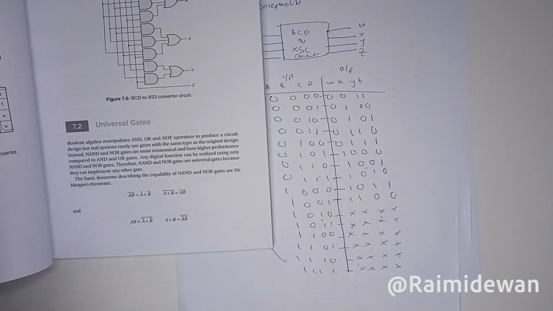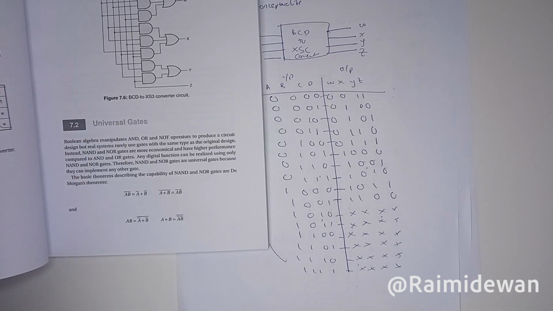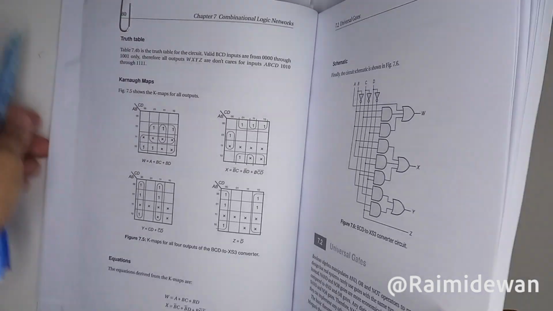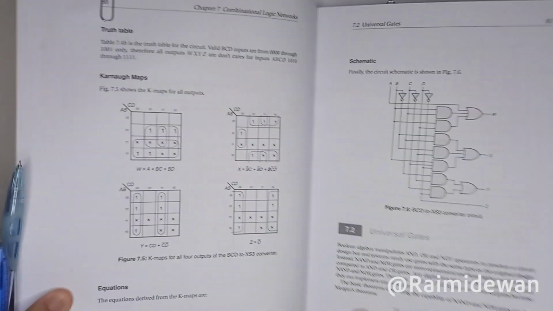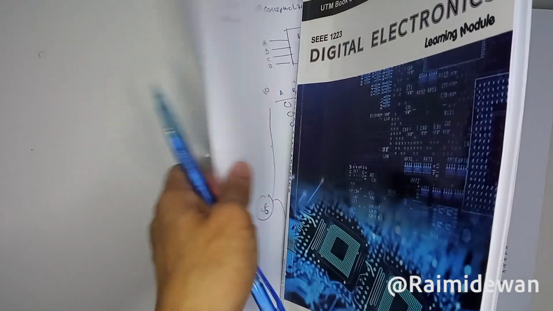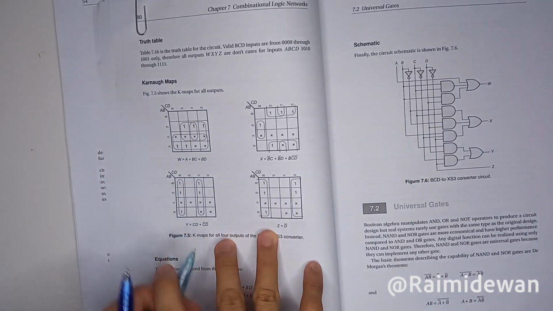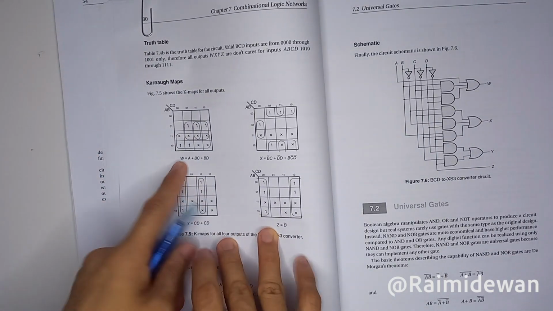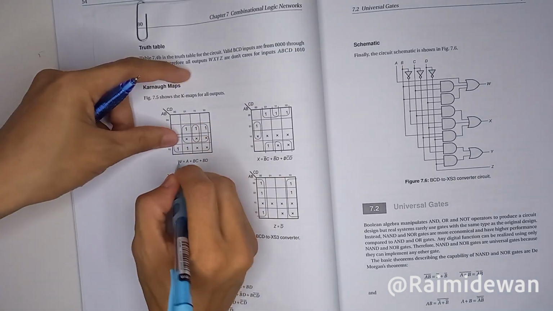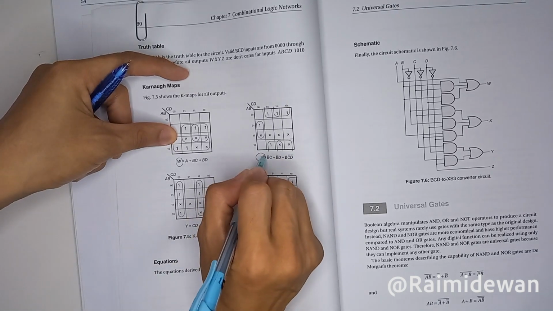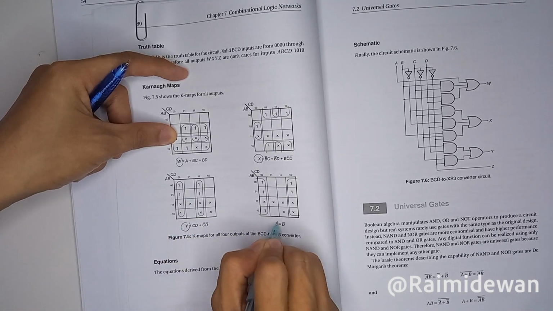And then the next step is we want to obtain the K-map. So you may refer to the module page 80 and 81. Here, this is showing the K-map for all the outputs. If you notice, this is the output for W, this is the output for X, this is the output for Y, and this is the output for Z.